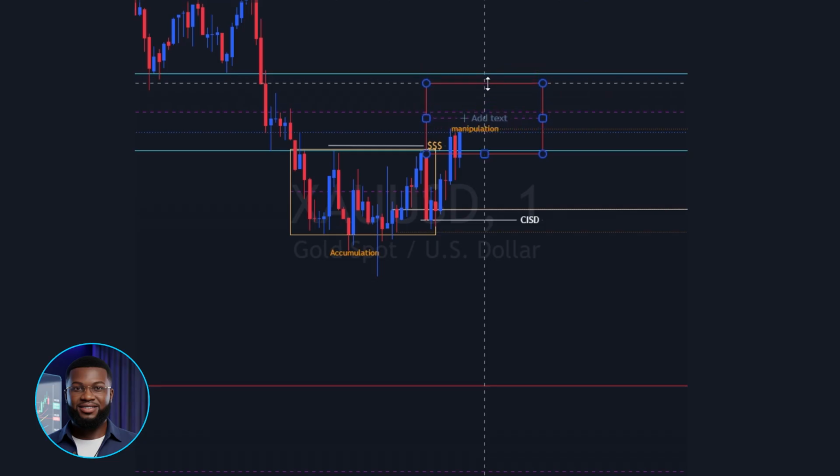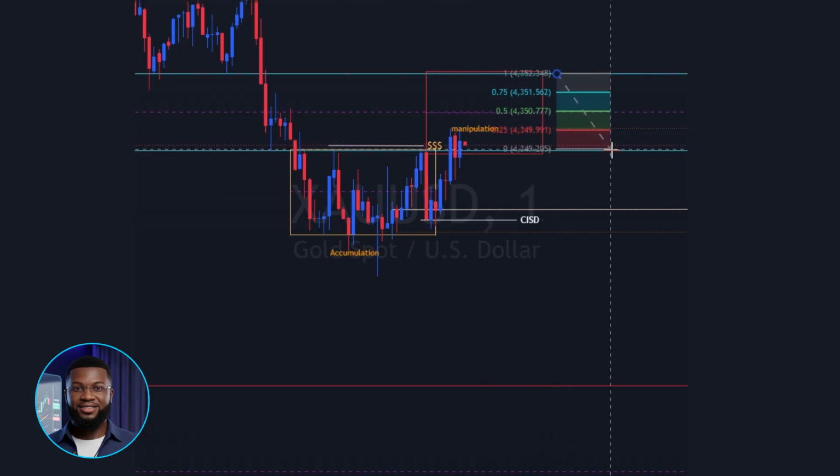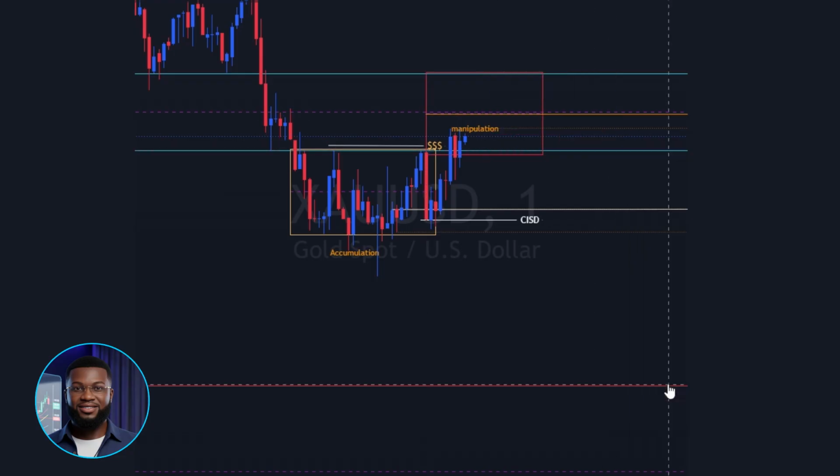So at times what manipulation can do is the price can move towards the what? The 15 minutes consequent encroachment, right? That's the 50% of the fair value gap. So 50% of this range, right? So you can see that this middle session is the consequent encroachment. That's the middle session right there, the consequent encroachment of the 15-minute fair value gap.